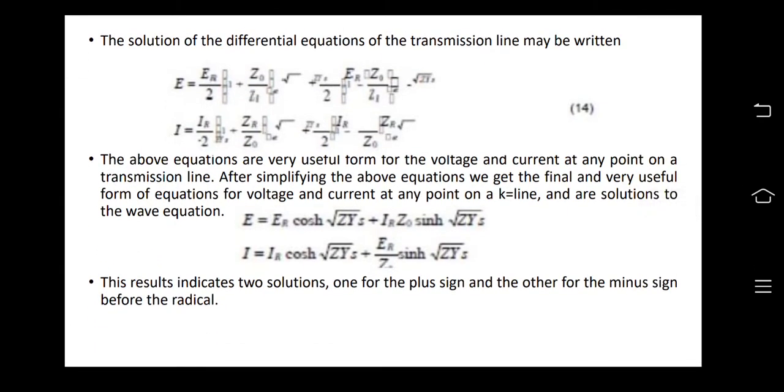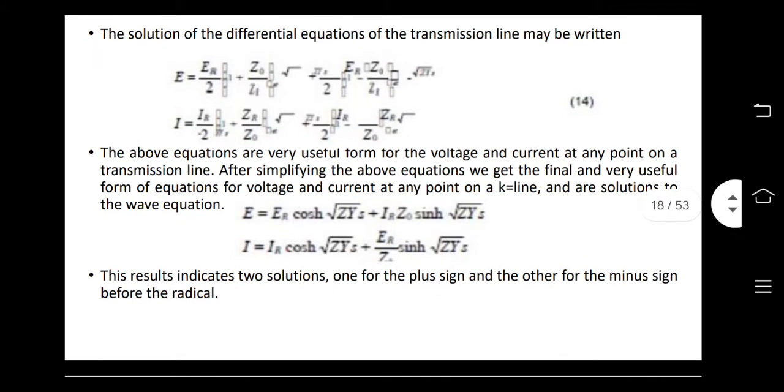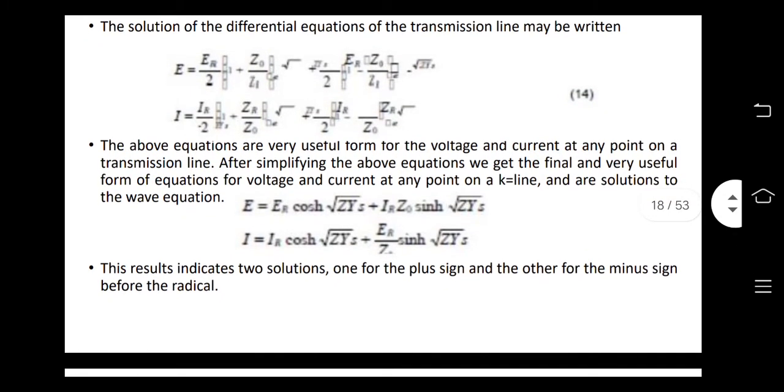And this remains the solution of the differential equation of the transmission line and is determined by the E and I equations 14. The above equations are useful for the voltage and current at any point of the transmission line. After simplifying the above equations, we can get the final and very useful form of equations for voltage and current on the line, and our solutions to the wave equation 2.